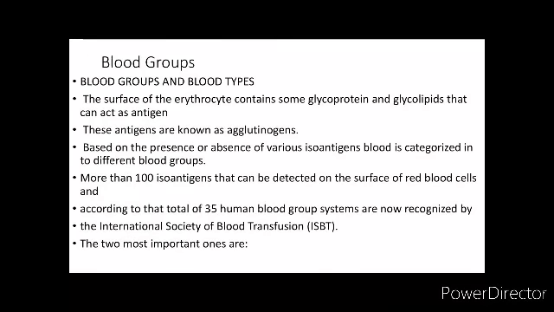and the determination of the same. Blood groups and the blood types are determined depending upon the antigen and antibodies. Let us talk about each concept.